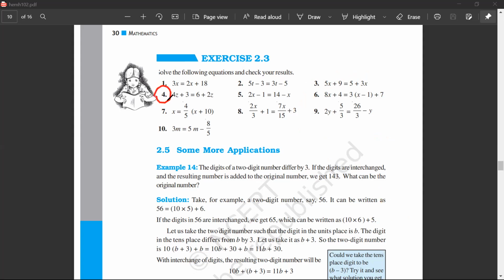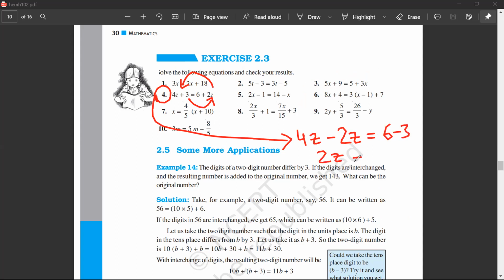Mr. Satya, question number 4. So I took 4z minus 2z is equal to 6 minus 3. And then I did 2z upon 2 is equal to 3 upon 2. So z is equal to 1.5. Sarthak, is it okay? Yes, sir. Okay.